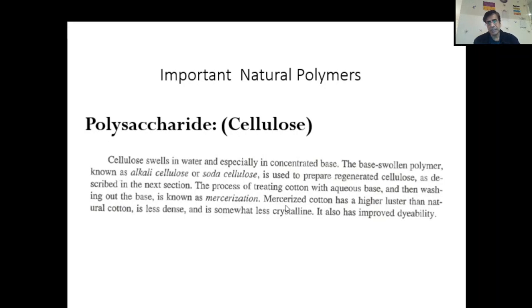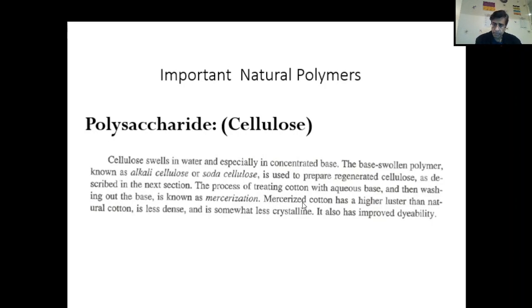And what is this mercerization? Mercerization is the process of treating cellulose, for example cotton, with base, and then you wash the base. That's a simple process. You take the cellulose, for example cotton, you put it in sodium hydroxide for a certain period of time, and then you wash. This process is called mercerization.